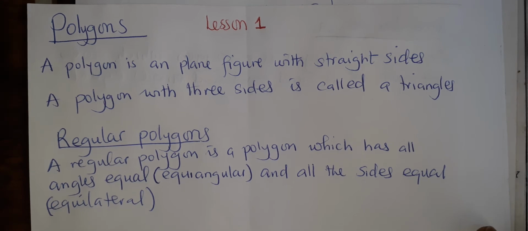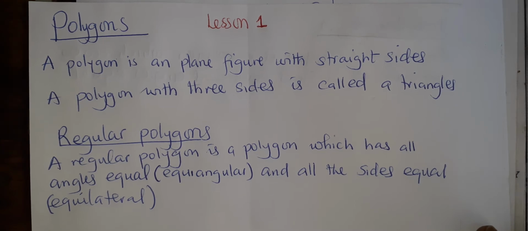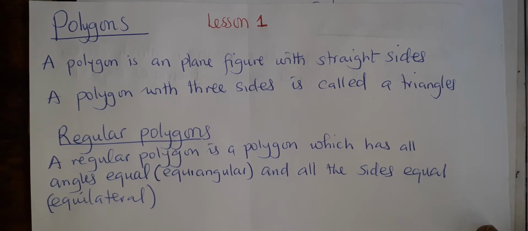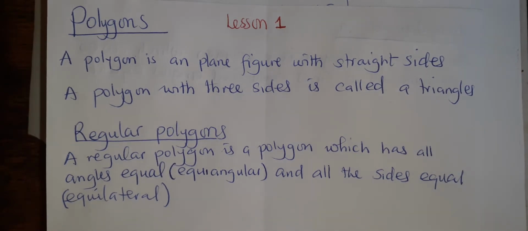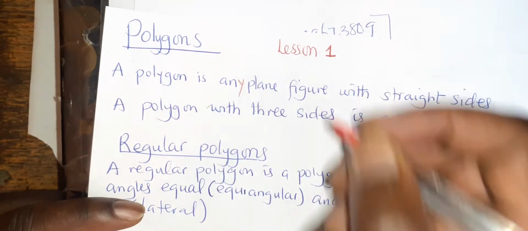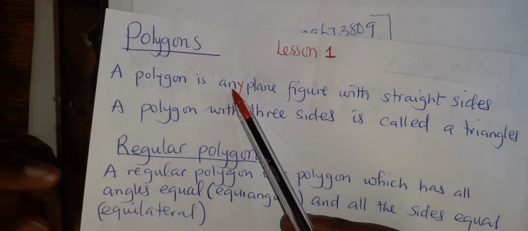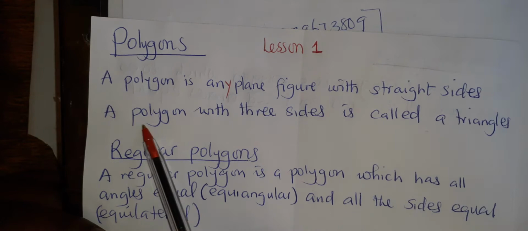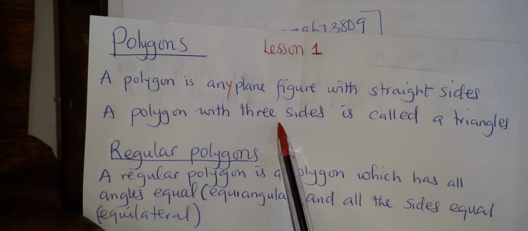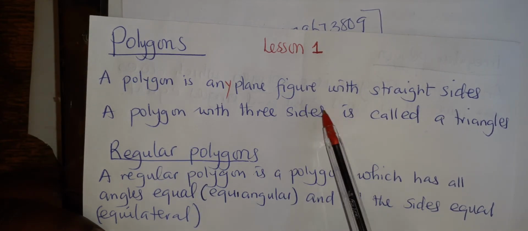So let's begin by defining what a polygon is. A polygon is any plane figure with straight lines. In some books, they'll say it's a figure enclosed with straight lines. That's what a polygon is. For example, a polygon with three sides is called a triangle.